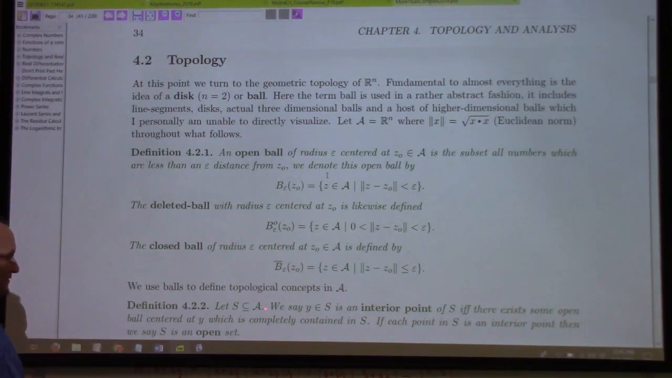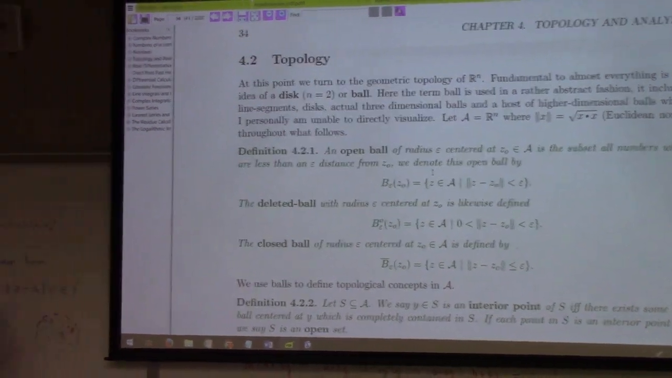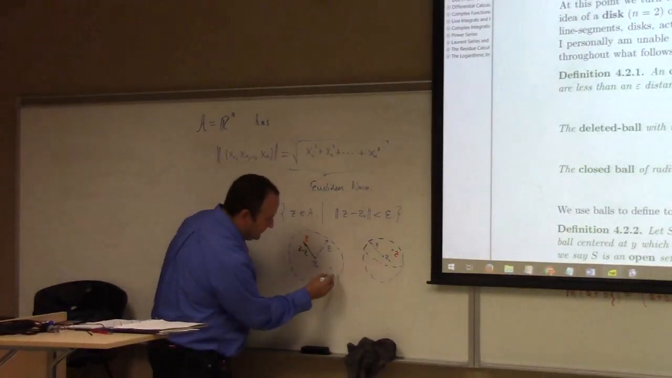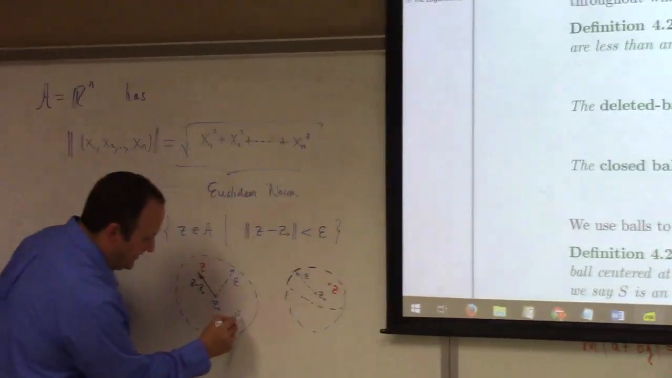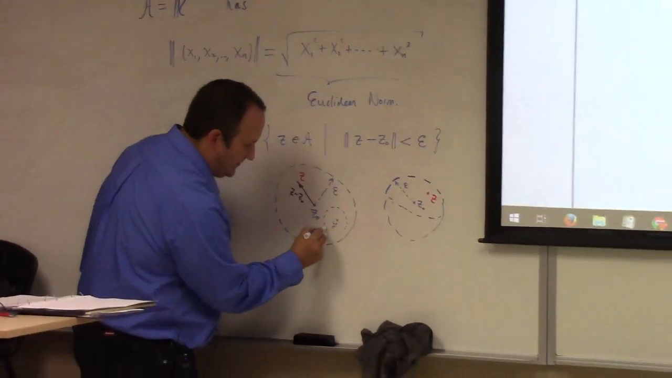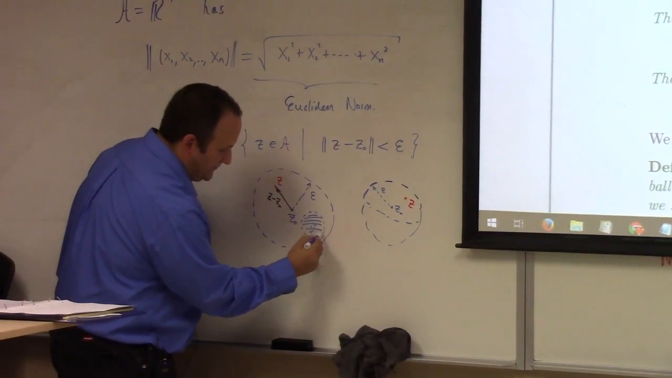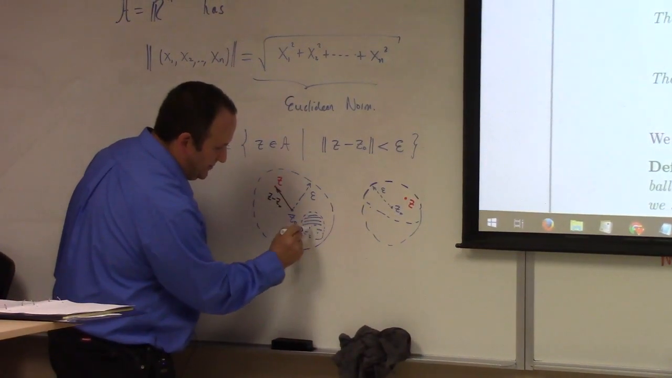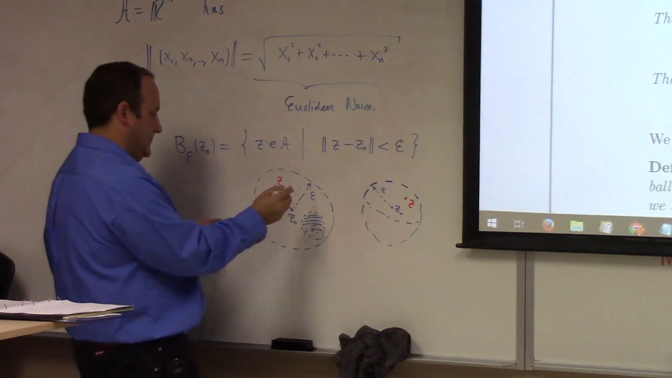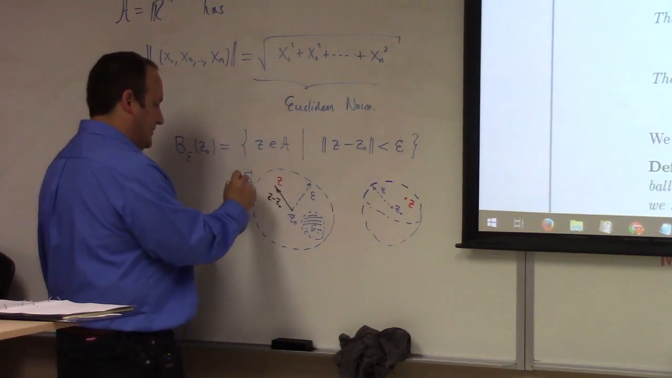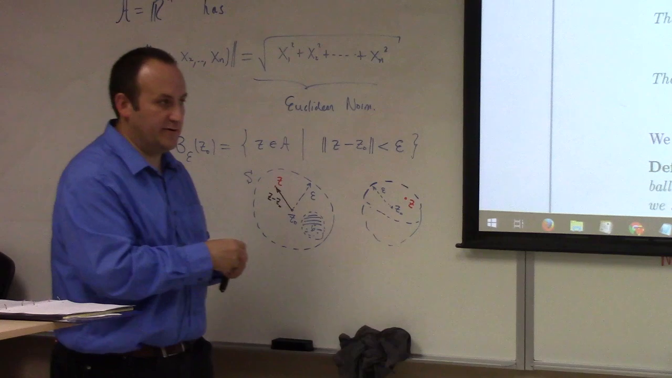We have a set S, which is a subset of A. We say that a point y is an interior point if you can find some open ball centered around y which is completely in S. So a picture of that is like this point would be an interior point. Let me call that y, because I can find an open ball like that, right? And the open ball that I just drew around y is completely inside, if I'm calling S the bigger open ball.